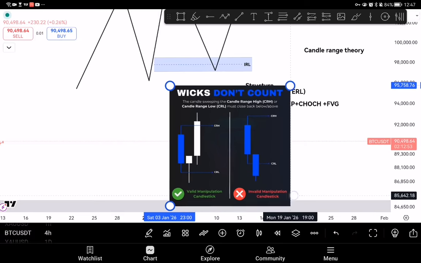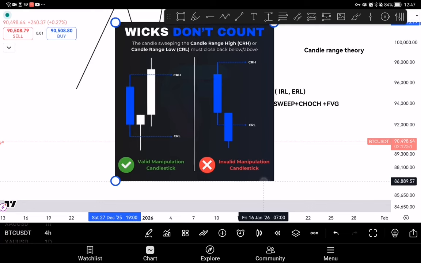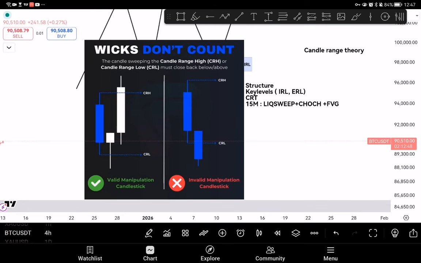Okay, this is our image. So now if you look at these two images, you're going to see that the first image is what we call a valid manipulation candlestick, and the second one is an invalid manipulation candlestick. Why did we call the first one the valid manipulation candlestick?